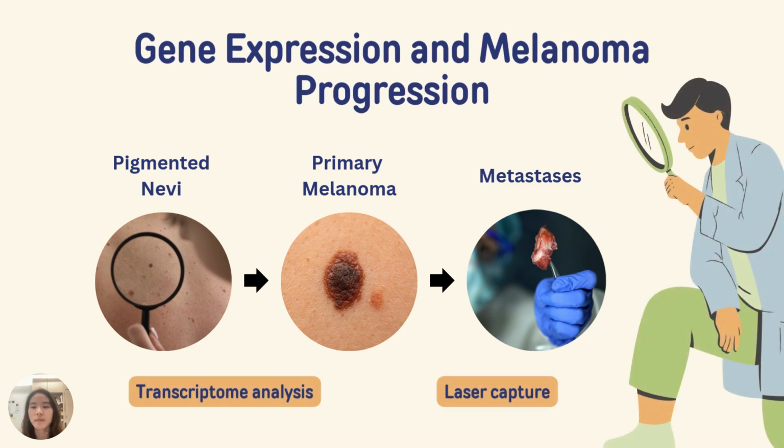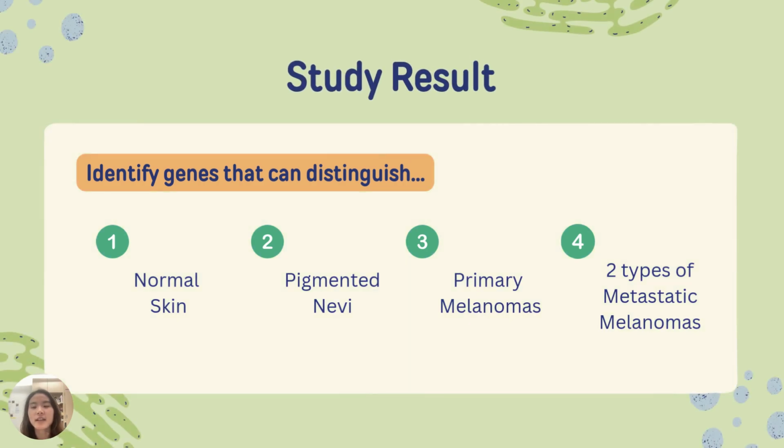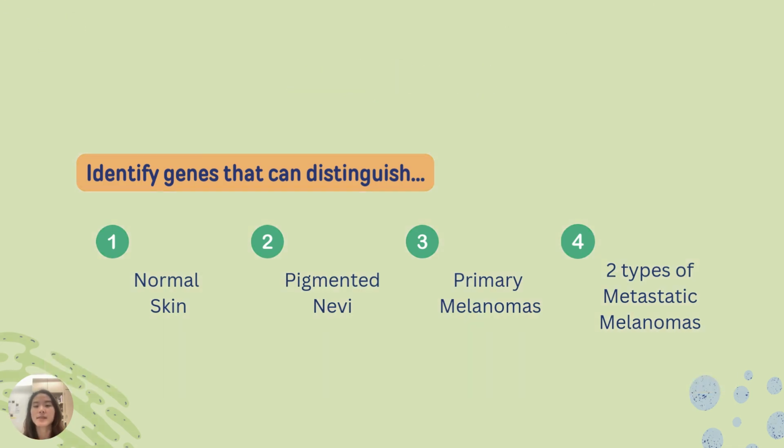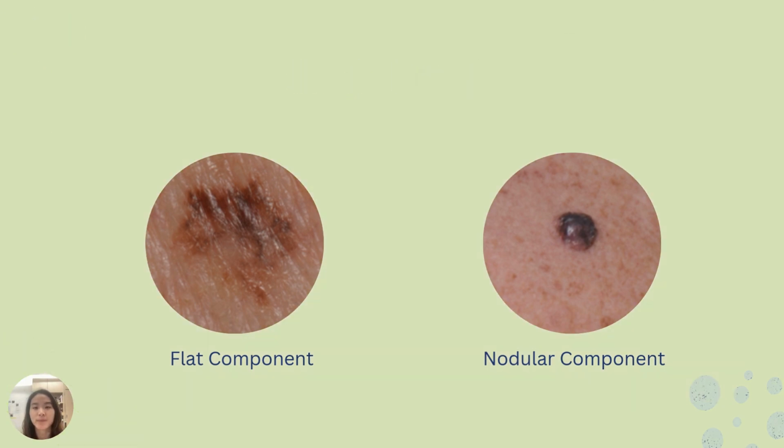Researchers use transcriptome analysis and laser capture microscopy to study gene expression in different stages of melanoma. The studies identified genes that can accurately distinguish between normal skin, nevi, primary melanomas, and also two types of metastatic melanomas. Interestingly, metastatic melanomas exhibit two distinct gene expression patterns, resembling either the flat or the nodular components of large primary melanomas.